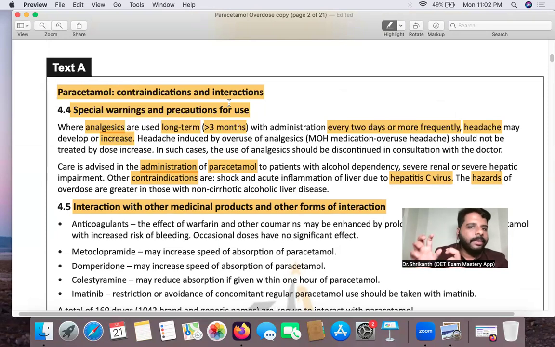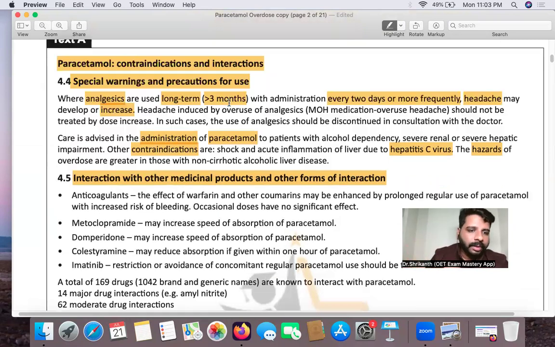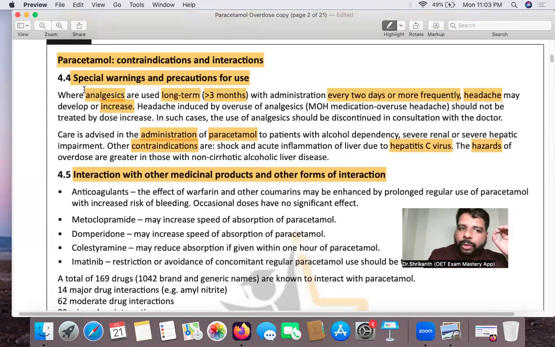Now what are the keywords? Metoclopramide. Metoclopramide in combination with paracetamol, something of the paracetamol may become affected. What becomes affected? Now you scan. There is no need for you to read where analgesics are used long term with administration. Like this, there is no need for you to read.